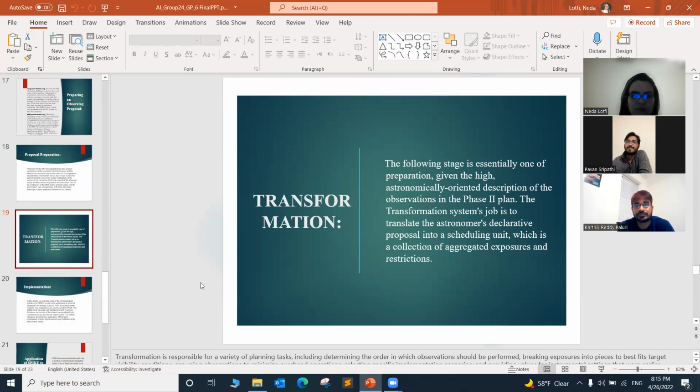Transformation. The following stage is an essential one of the preparation, given the high-level astronomical orientation of the observation descriptions in the phase 2 plan. The transformation system's job is to translate the astronomers' declarative proposal into scheduling units, which are a collection of aggregate exposures and restrictions. Moving to the next slide.